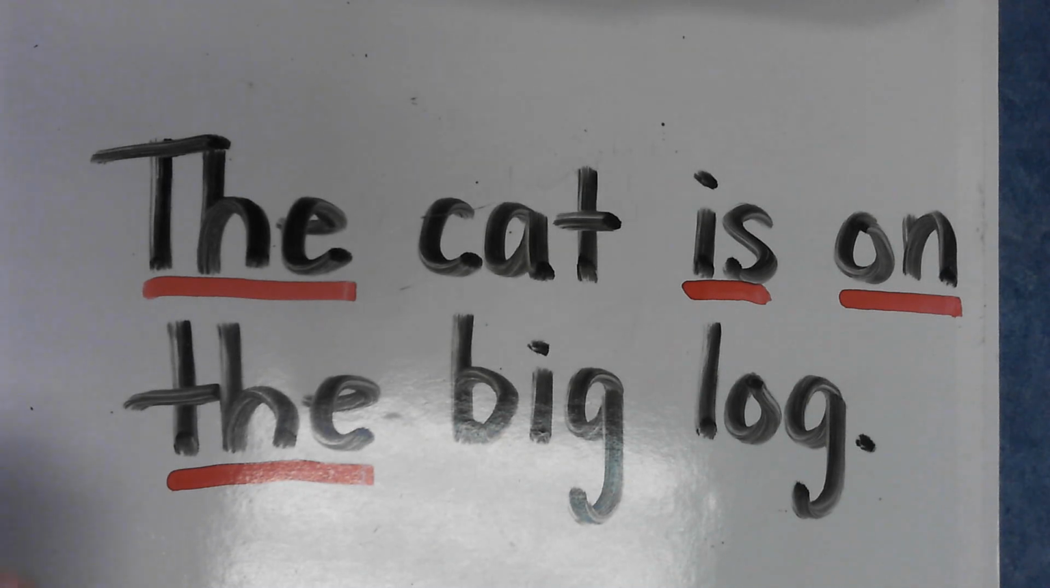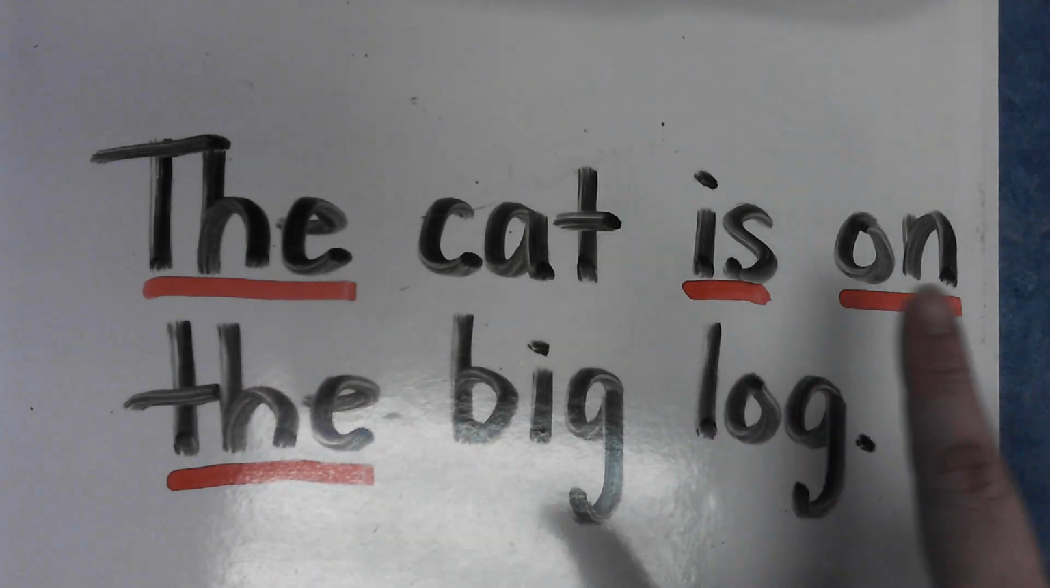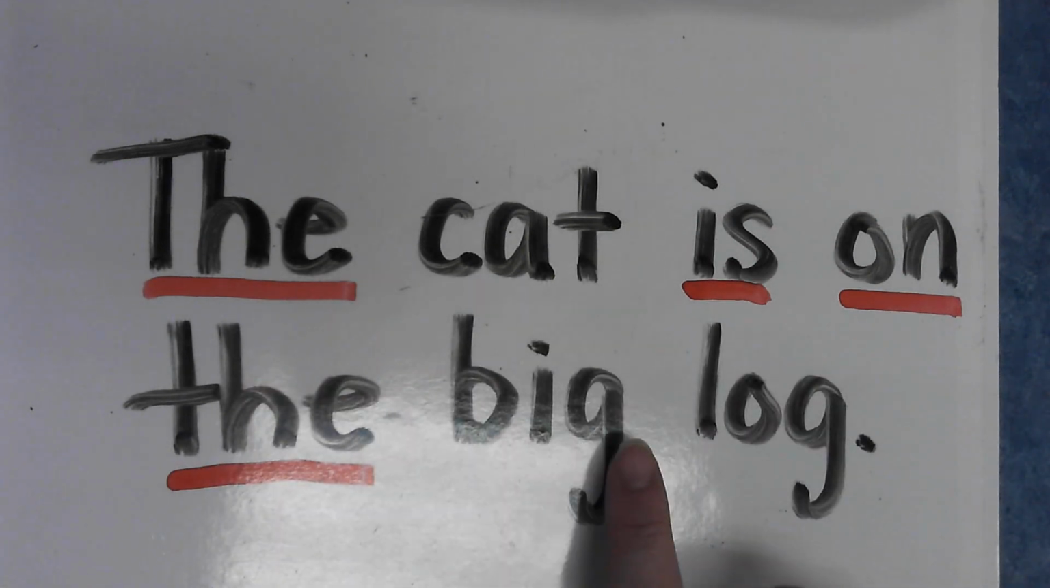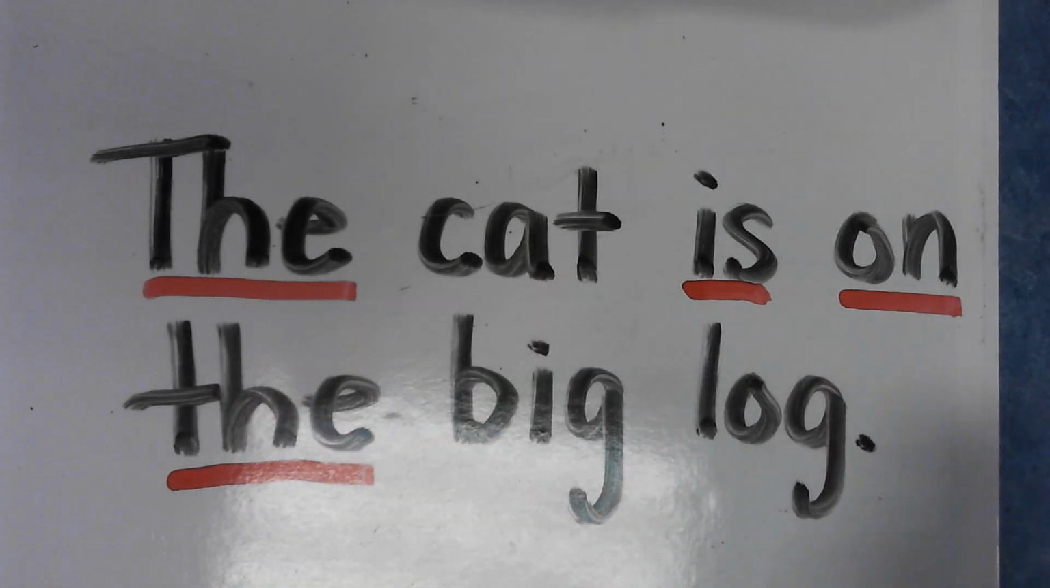Because sometimes what happens is as students go through, they're so focused on decoding, they read the word, they're like, yes, I got the word, I move on. But they're not necessarily understanding the entire picture. So if they go, the cat is on the big, the cat is on the big log, they go back and reread it so they have that full picture of what the sentence is saying.